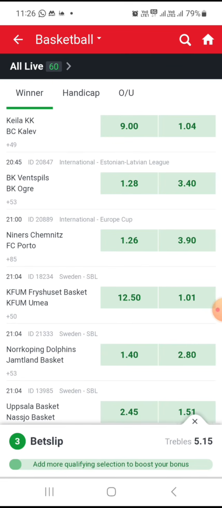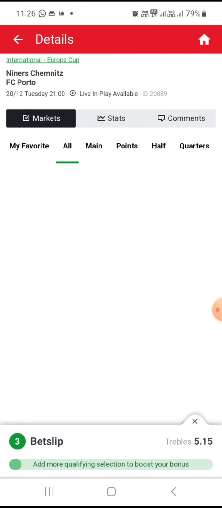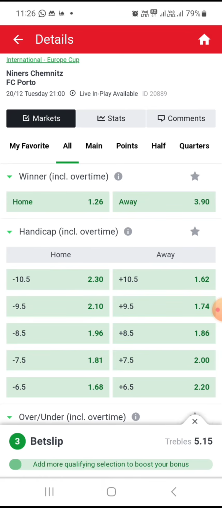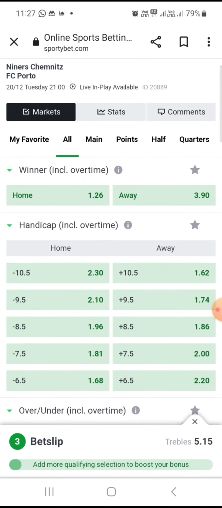Okay, let's use Nina's Chemist and FC Porto. Now, first of all, like I always say, you check the stronger team. The stronger team here is what? Nina's Chemist. That's the stronger team here. Understand? And being the stronger team, your concentration will lie on the less strong team, which is FC Porto, under handicap, so that you know whether to give them to win under handicap. So the highest you have to take cognizance of is plus 10.5. That's your target point here under handicap. So you write it down.